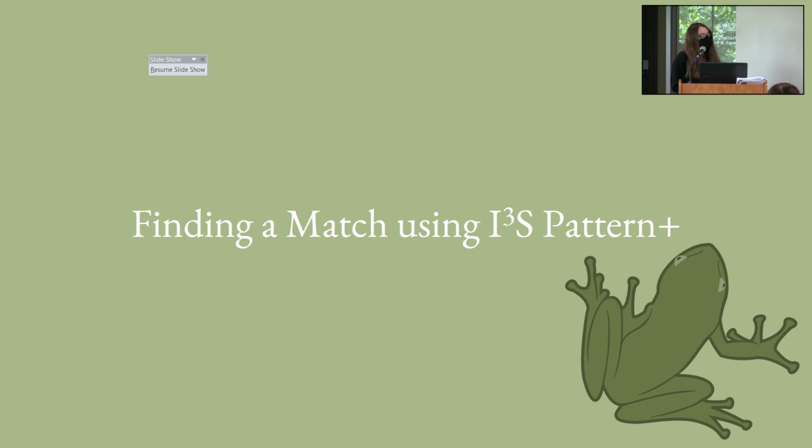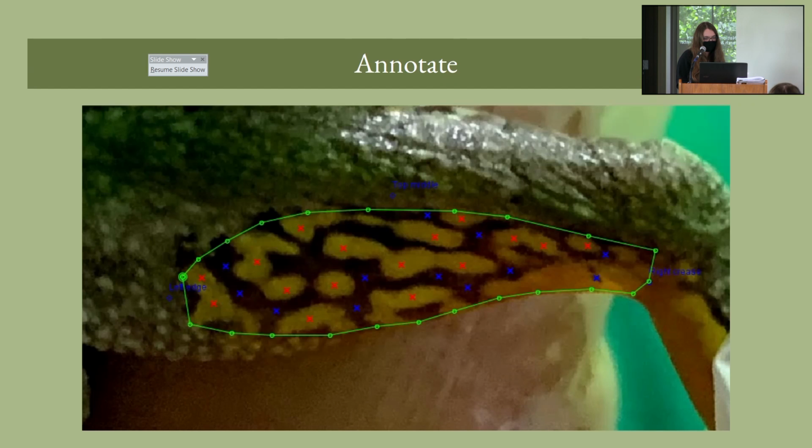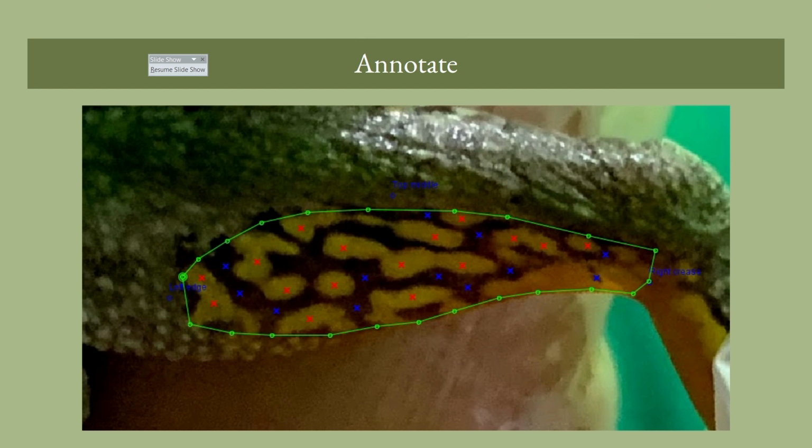So these are the steps to finding a match using I3S Pattern Plus. The red oval indicates the pattern that was examined by I3S Pattern Plus. We did try the backs within the software, but it just wasn't working because tree frogs can actually change color, and they don't have as high contrasting colorations. We also have the pictures for the left legs, but we just haven't had enough time to insert them into the database.